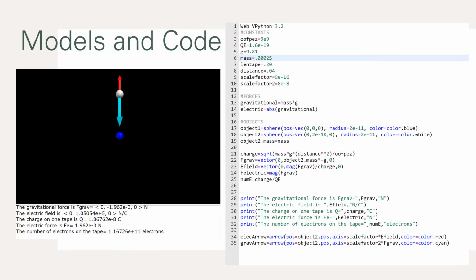Here we can see that I've included the code I used in Python and also what the image looks like when I ran it. In the image, tape A is denoted by the blue sphere, tape B is denoted by the white sphere, the red arrow is the electric field created, and the cyan arrow is the gravitational force created by the interaction.